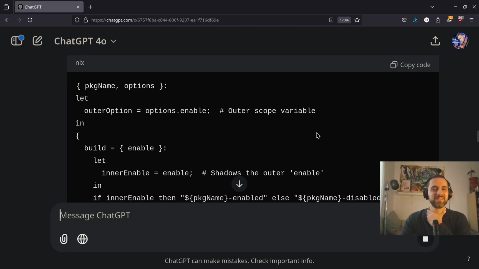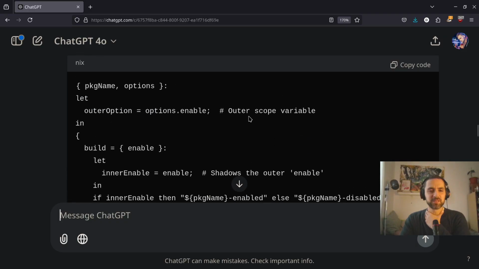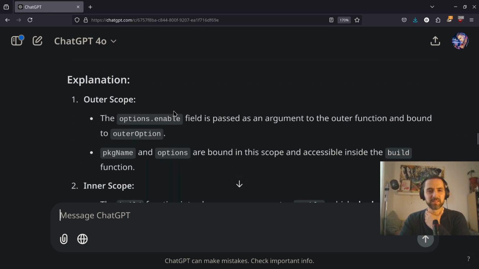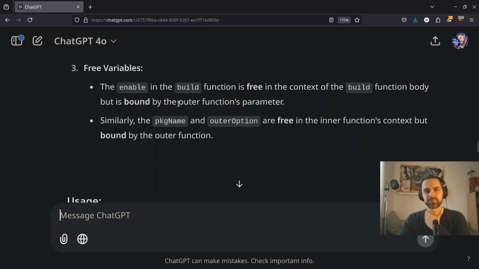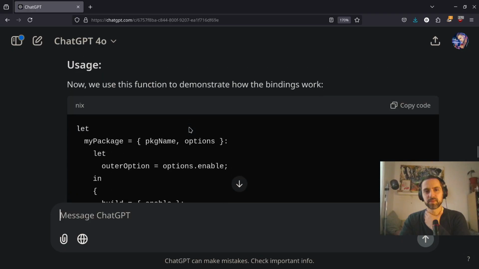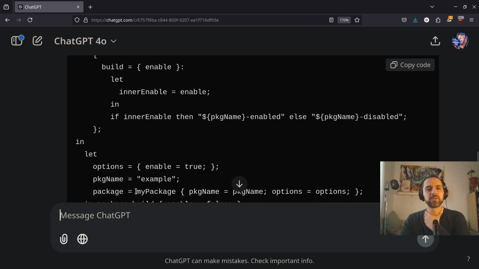Yeah, it will be nice to show lambdas. It would be nice to show some context with these lambdas. That would be a nice approach I could try also, to find some examples in Nix's language and compare, it will bring more context. The options enable field is passed as an argument to the outer function and bound to outer option. Package name and option. Free variables. My package, let outer option, let.